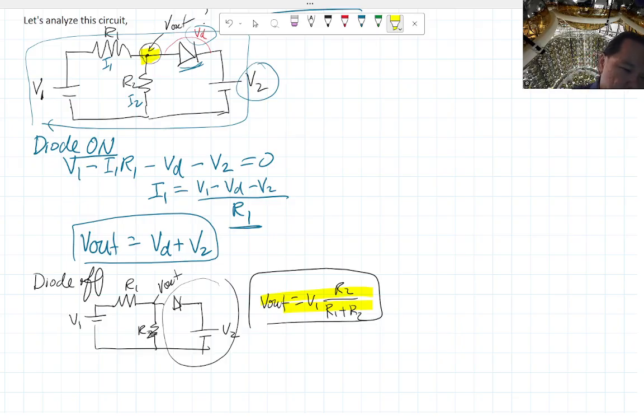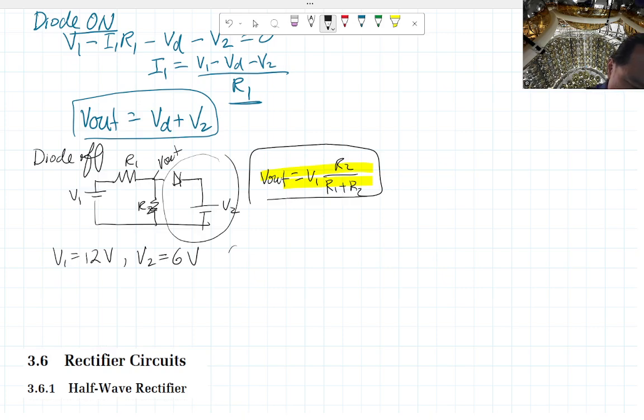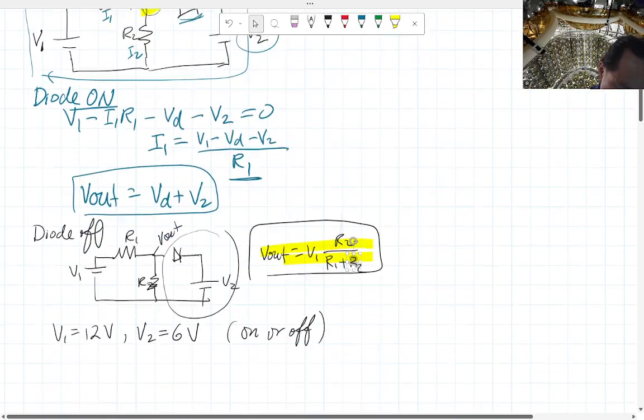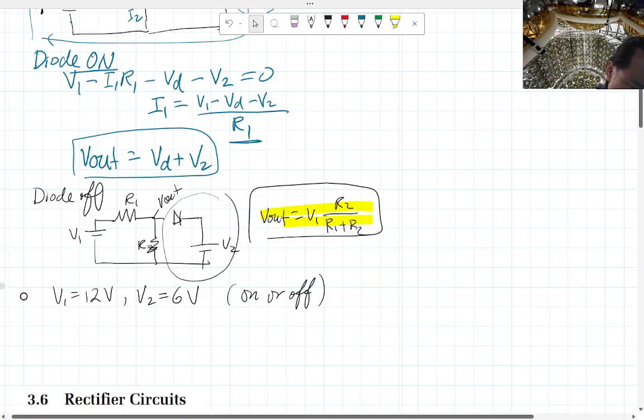Okay, so let's put in an example with some numbers. So pick some numbers here. Okay, let's say V1 is 12 volts. V2 is 6 volts. So the thing to check is that on or off. And then if it's on, then you already know the answer. It's 0.7 volt plus V2, whatever that number is. So 6.7. If it's off, then you apply the voltage divider equation, and then you get the answer. So that's maybe part A of a problem.